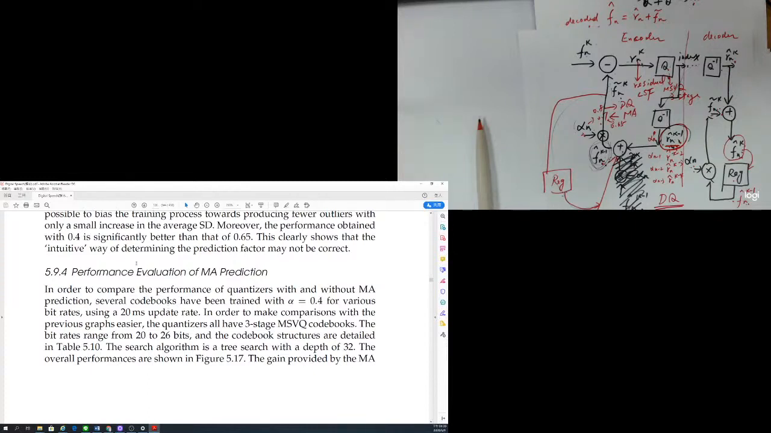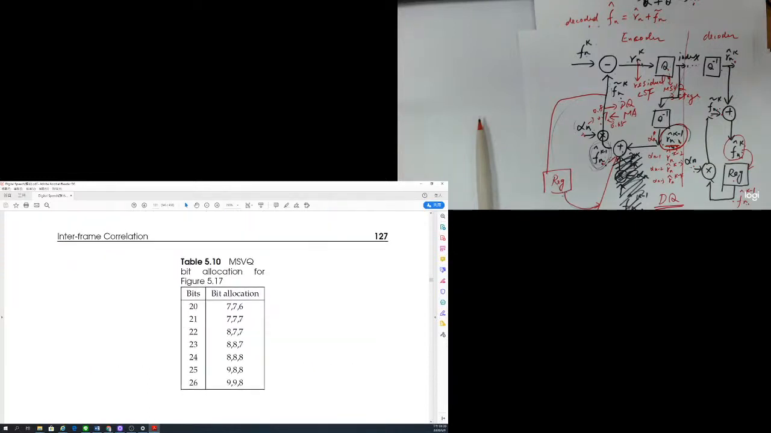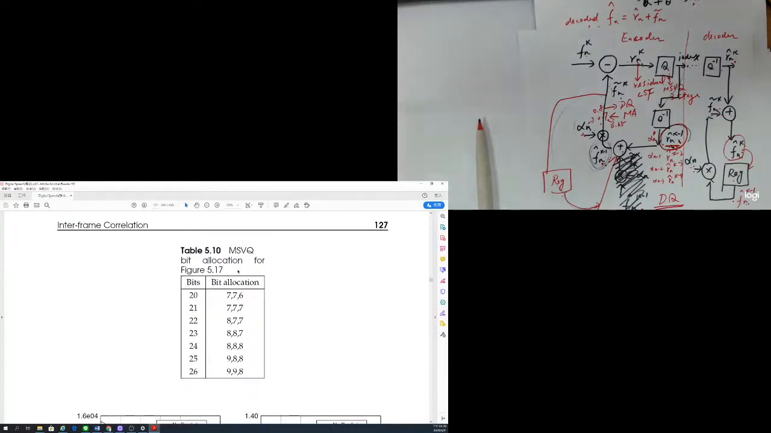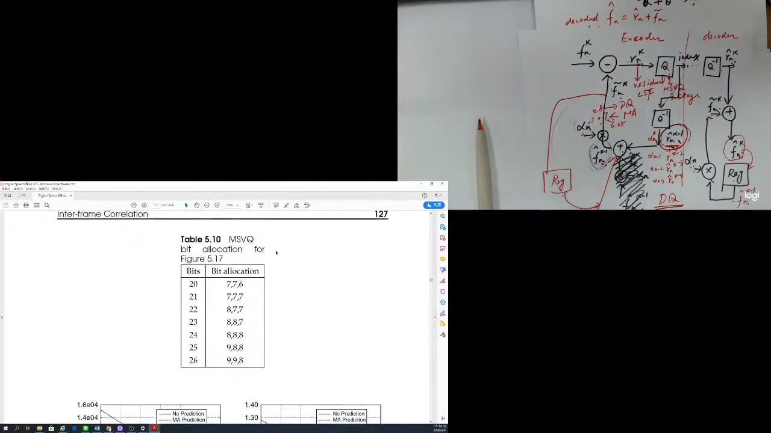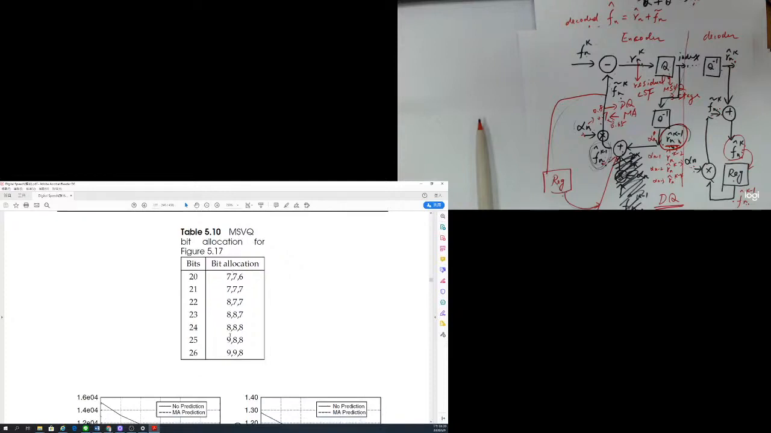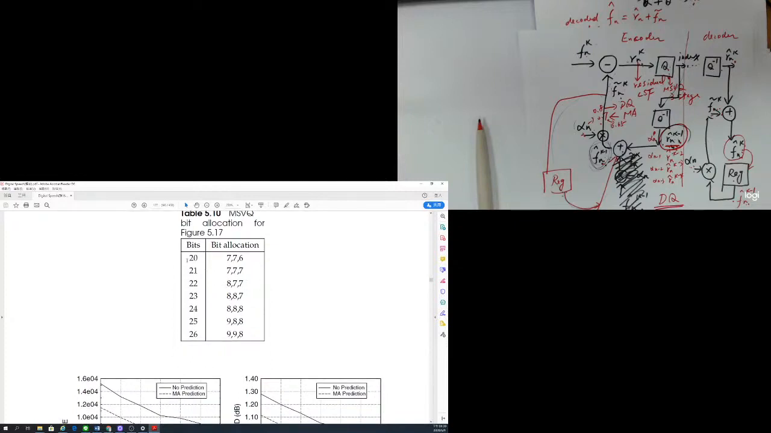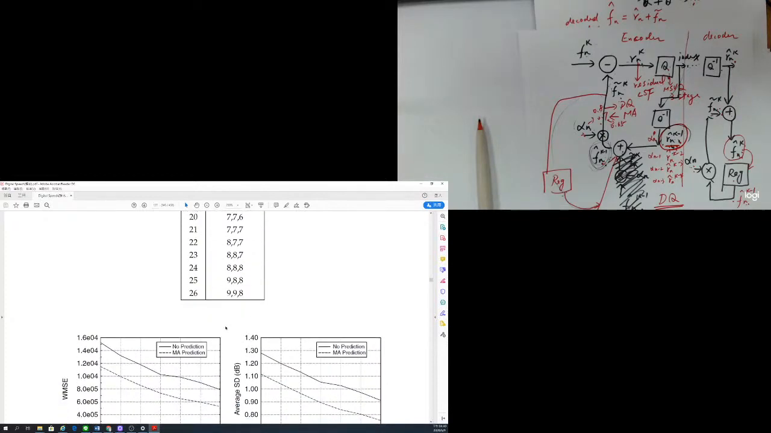Another one we call the performance evaluation for moving average prediction. Right now we are using the moving average for our vector quantization for interframe. If we consider a 3 stage, but using 20 bits in total, the first stage uses 7, 8, or 9 bits, which indicates your codebook vector is 128 or 256 codevectors.